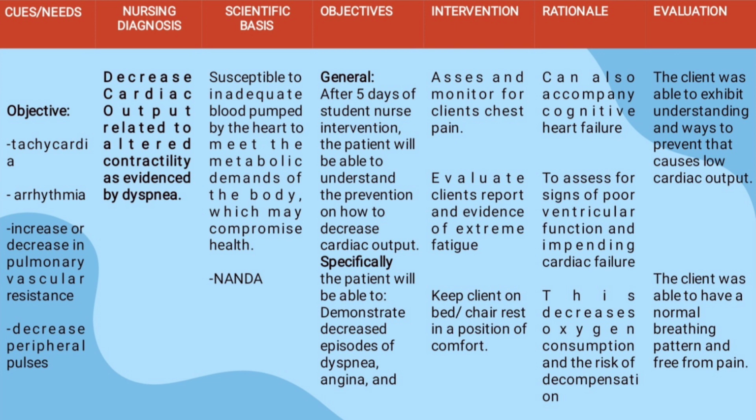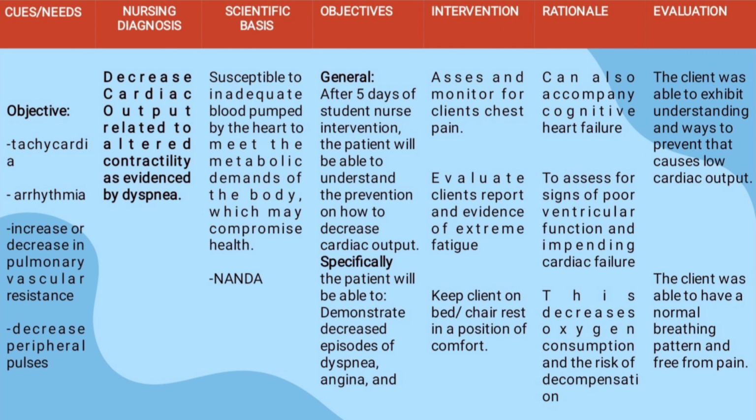So, the nursing care plan. The objective data: tachycardia, arrhythmia, increase or decrease in pulmonary vascular resistance, decreased peripheral pulses. The nursing diagnosis is decreased cardiac output related to altered contractility as evidenced by dyspnea. The scientific basis: susceptible to inadequate blood pumped by the heart to meet the metabolic demands of the body, which may compromise health. The general objective: after 5 days of student nurse intervention, the patient will be able to understand the prevention on how to decrease cardiac output. Specifically, the patient will be able to demonstrate decreased episodes of dyspnea, angina, and dysrhythmias.